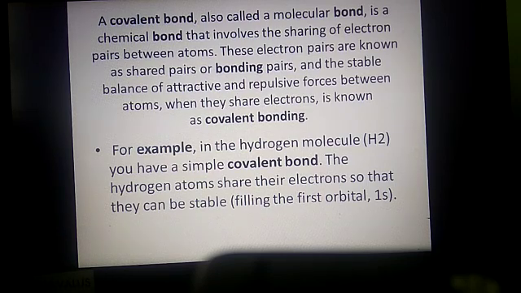So whenever a non-metal combines with another non-metal to attain a stable configuration, sharing of electrons takes place between the atoms and a covalent bond is formed. For example, hydrogen is a non-metal and chlorine is also a non-metal. When hydrogen combines with chlorine to form hydrogen chloride, the sharing of electrons takes place between hydrogen and chlorine and a covalent bond is formed.